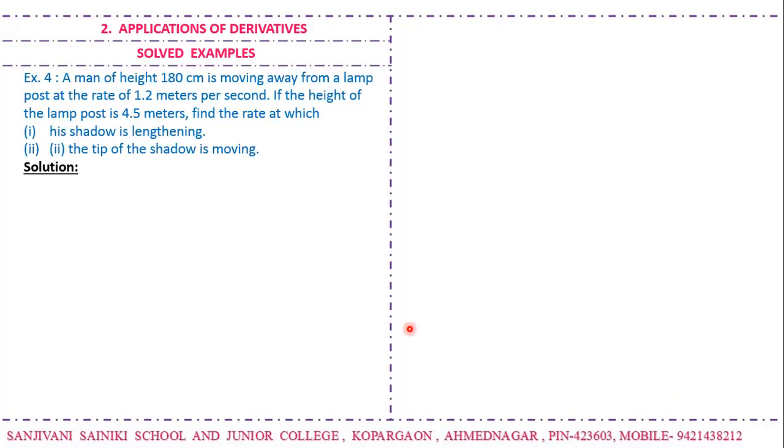Let us see this example, the fourth one. A man of height 180 centimeter is moving away from the lamp post.